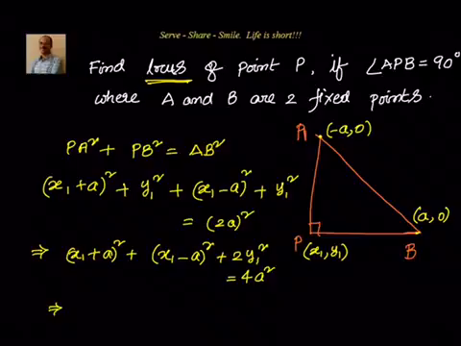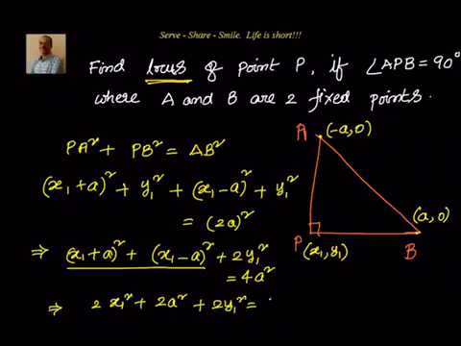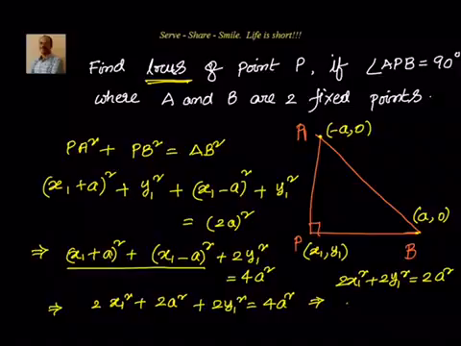If we simplify further, we know that (a plus b) whole square plus (a minus b) whole square is 2 into (a square plus b square). So I can write down 2 into x1 square plus 2 into a square, this is from here, plus 2 y1 square equal to 4a square. Now let's simplify this. We will have 2x1 square plus 2y1 square equal to 2a square, or can I say x1 square plus y1 square equal to a square.